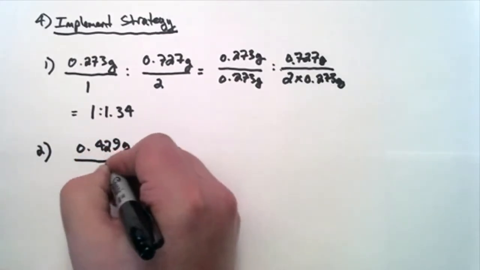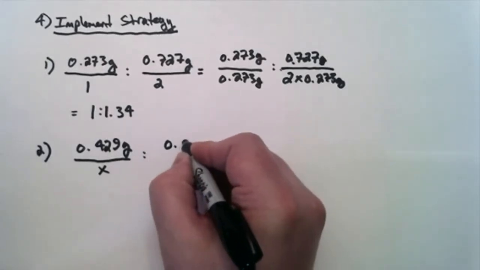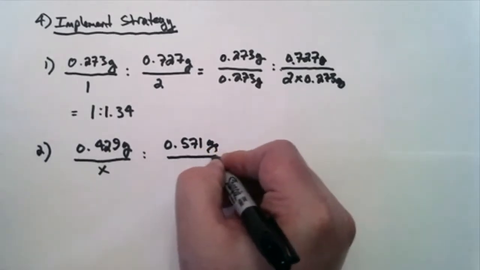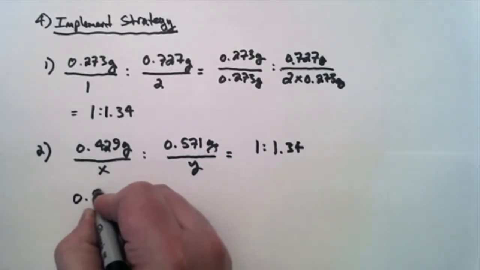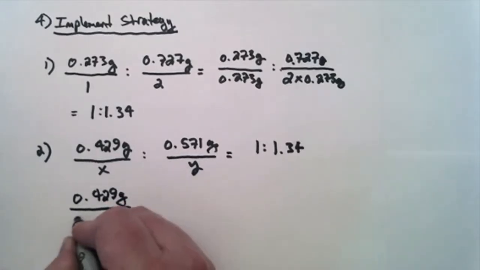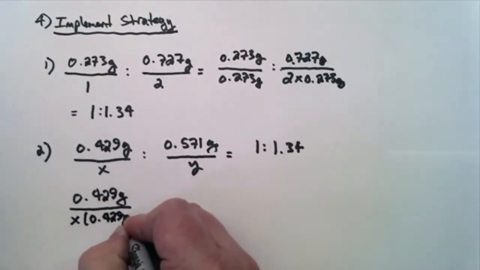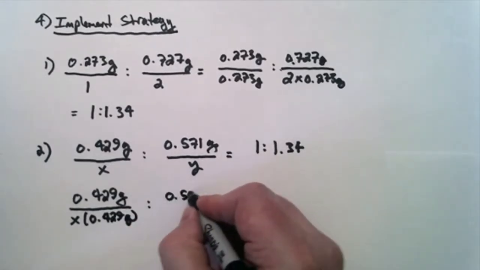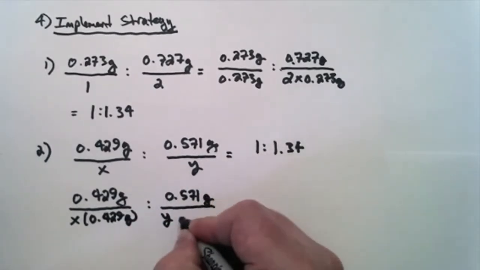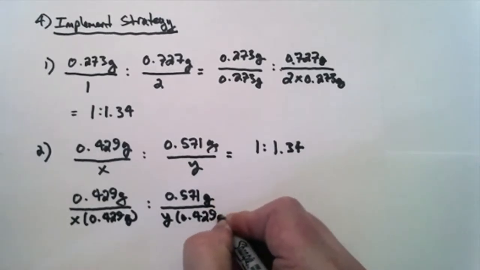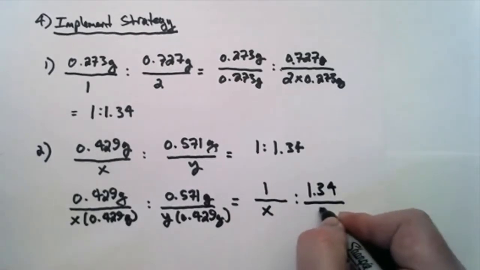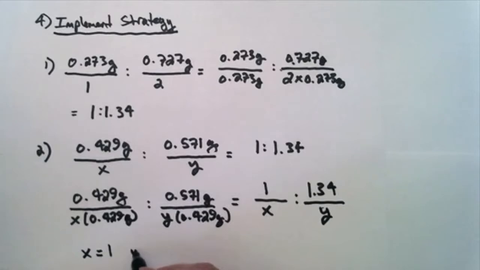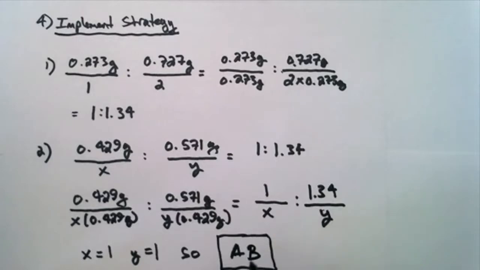Plugging in the masses obtained from the decomposition of the unknown AB compound, dividing by the coefficients, we know that this has to come out to be 1 to 1.34. Going through, dividing through by the mass of A to bring it to a 1 to something ratio, we get a 1 over x to 1.34 over y ratio. Therefore, x and y have to equal 1, and the molecular formula for the unknown has to be AB.